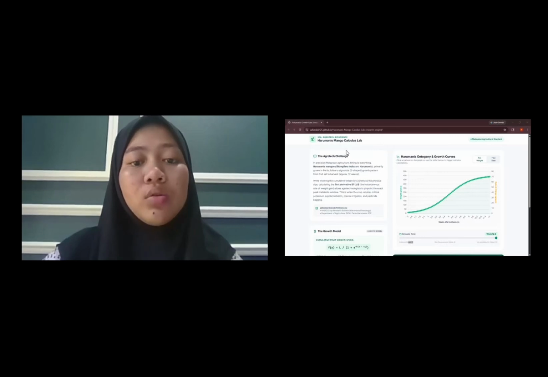Today I want to share about our project called Harum Manis Mango Calculus Growth Rate Simulator. Basically, we are using calculus to see how Harum Manis mango grows over 12 weeks. So, what is the problem here? A Harum Manis mango takes around 12 weeks to grow and follows an S-shaped curve.